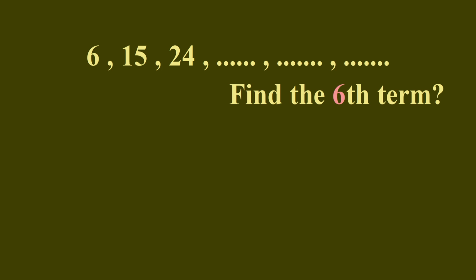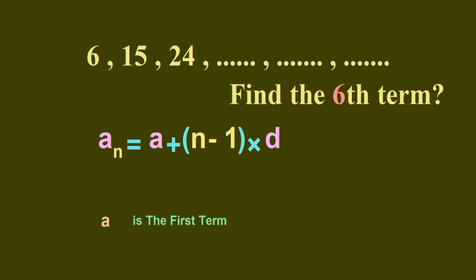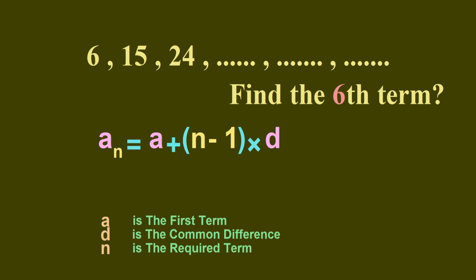In this method, we use the formula a_n equals a plus (n minus 1) times d, where a is the first term and d is the common difference and n is the required term. From our problem, the first term a equals 6 and the common difference d equals 9 and the required term n equals 6.